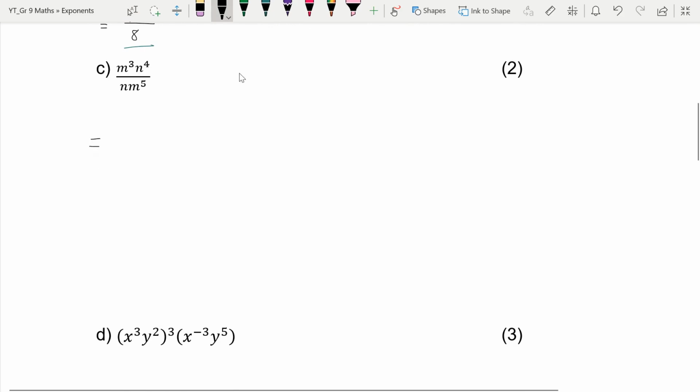Okay, again, we are dividing, pretty straightforward. We just have to identify our bases that are the same. There's one term at the top and bottom. So when our bases are the same, we can just subtract our exponents.